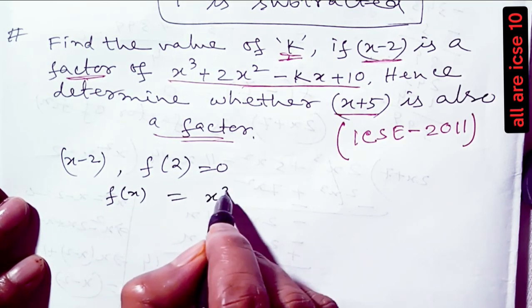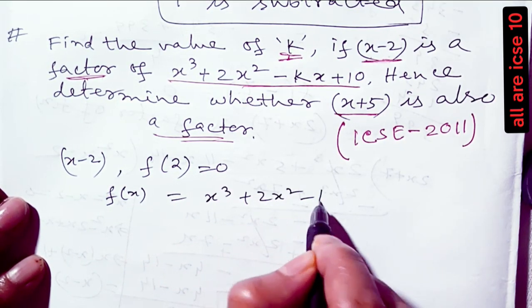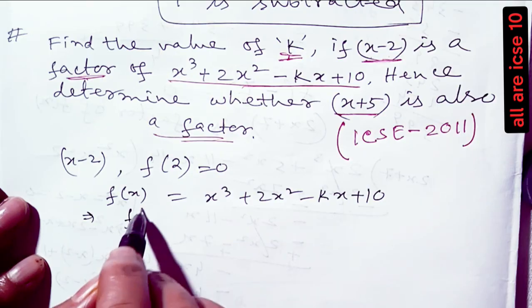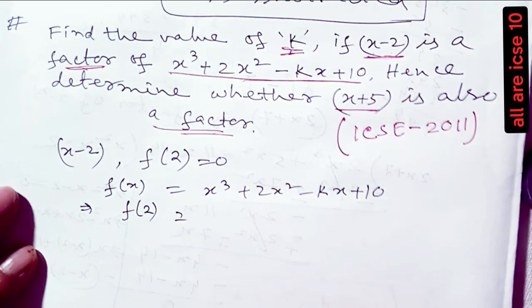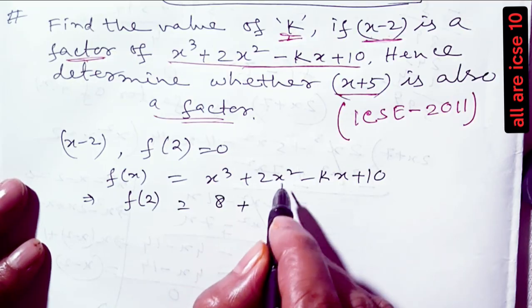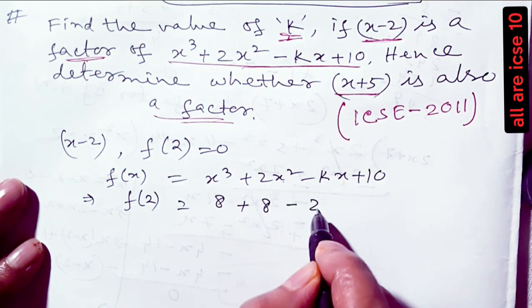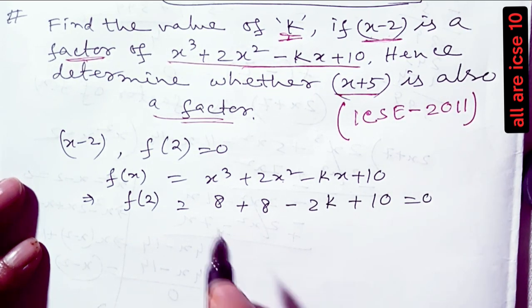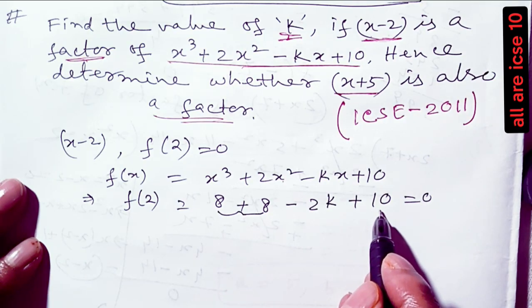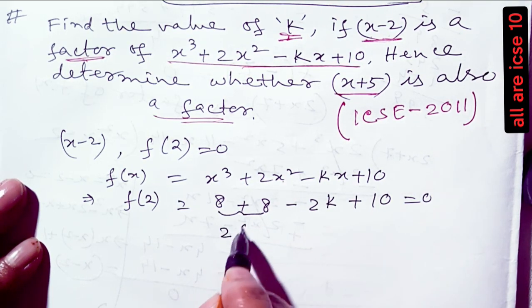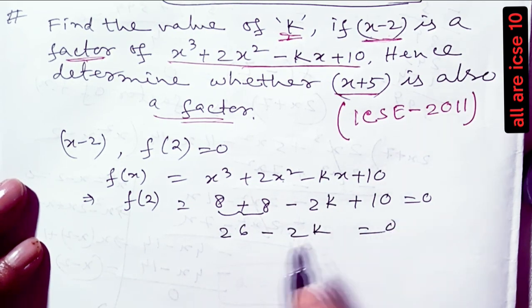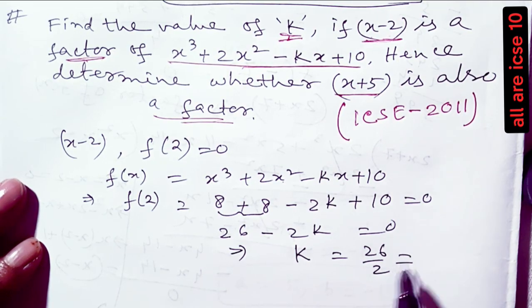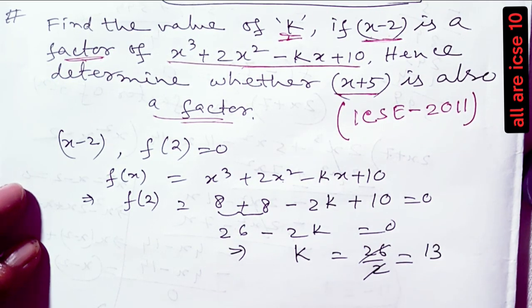Our fx equal to x cube plus 2x square minus kx plus 10, and f2 means x equal to 2. f2 equal to 2 cube 8 plus 4 to 8 minus 2k plus 10. This equal to 0. 16 plus 10, 26 minus 2k equal to 0. From here k equal to 26 by 2, means k equal to 13.